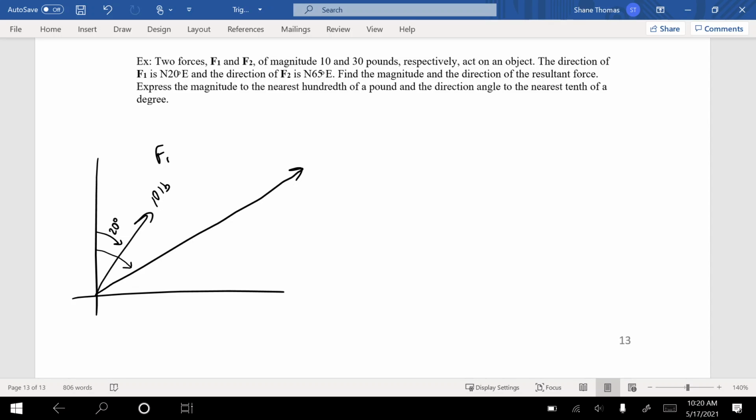So that's 65 degrees. All right, because this has 30 pounds of force, and this is my F2. You guys with me so far?